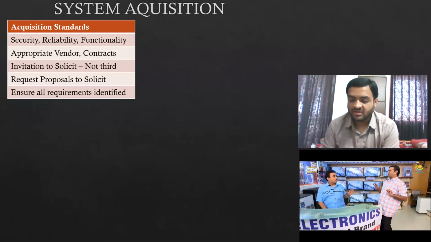So first, we will go ourselves. If we don't want to go ourselves, we will give an invitation to solicit to specific people. If you also want to include third parties, we will give an RFP. What is RFP? Request for proposals to solicit. Three things we have to ensure: that for security, reliability, and functionality requirements, we ourselves have the clarity. After we have the clarity, we will check whether these vendors are providing the same, and only after that we will accept the contract. Till then, we will not accept the contract. So this is how the system acquisition will be done by the organization. That is why we call it an acquisition standard.